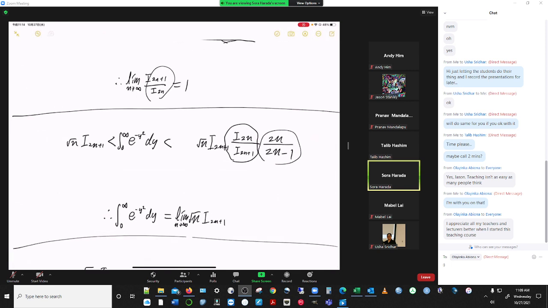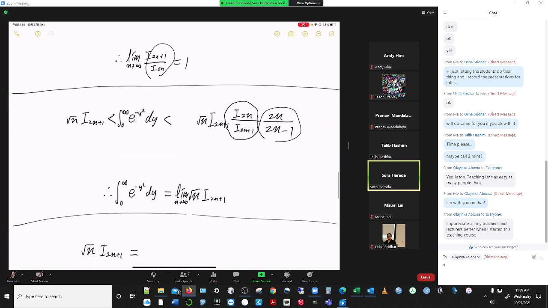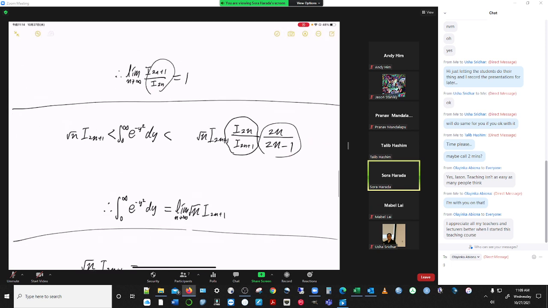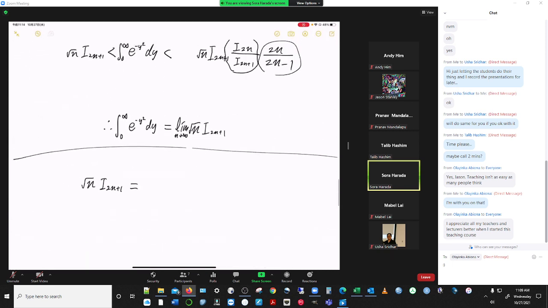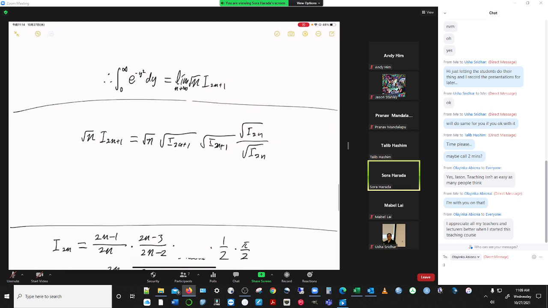And we can say that by L'Hopital's rule and by Squeeze theorem, the Gaussian integral equals the limit as n approaches infinity of root n times I_{2n+1}. So what root n I_{2n+1} actually is, here's the trick: you can split I_{2n+1} just like that. That's completely valid. And then I_{2n}, which is just 1, so you can just make it like that.